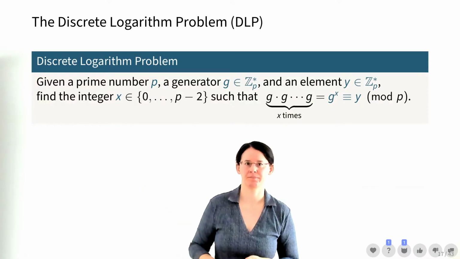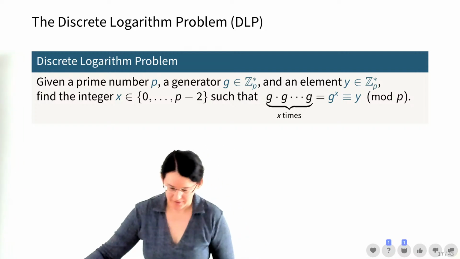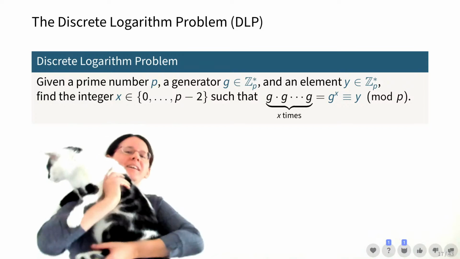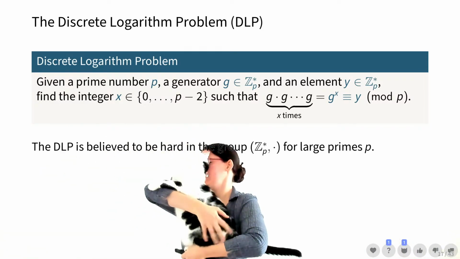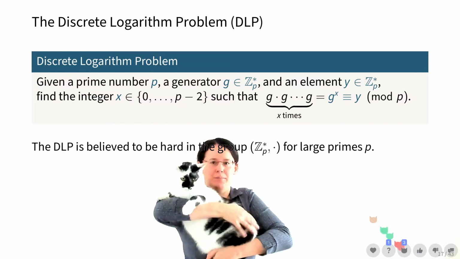That's the terminology. Okay, so why is this problem interesting? It's interesting because it's believed to actually be pretty hard if we look at groups modulo a large prime number.